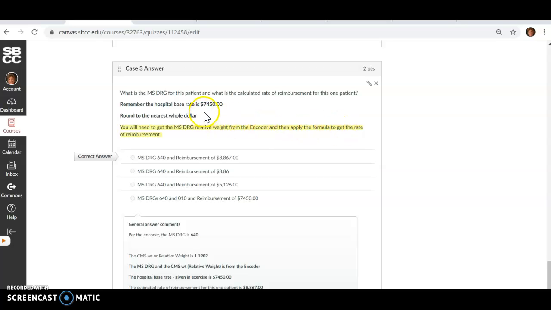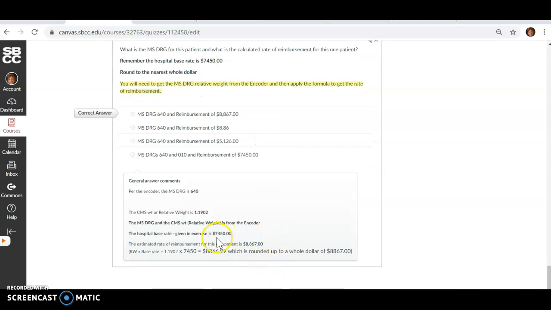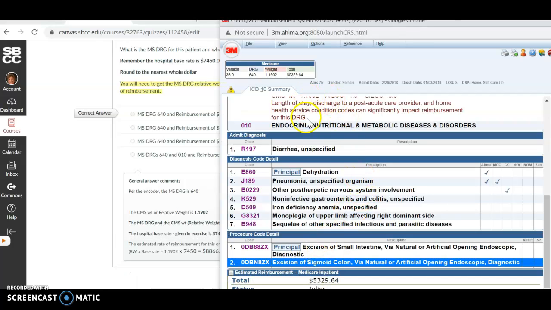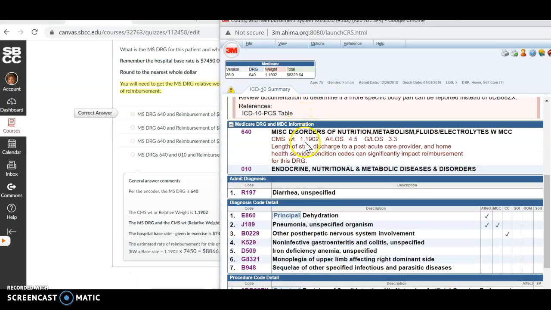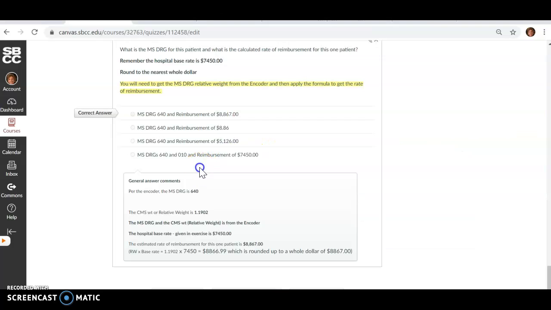Keep in mind the hospital base rate is 7,450. We need to take that times the relative weight, which is right here, 1.1902, which gives me 8,866.99. We round it up to 8,867. That is why this one's the correct answer.